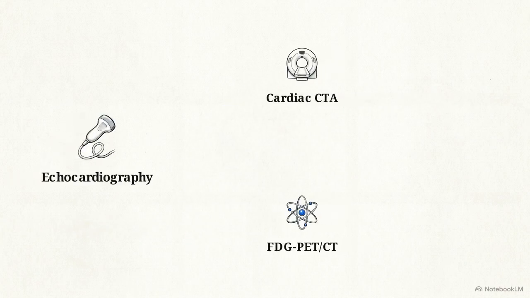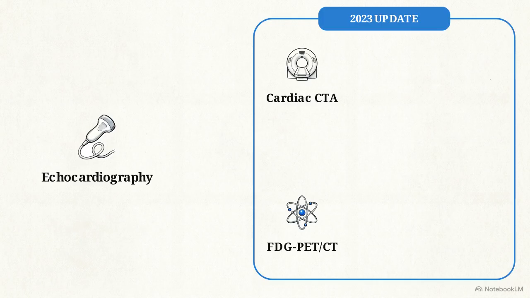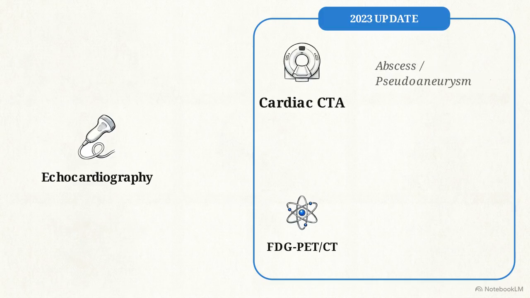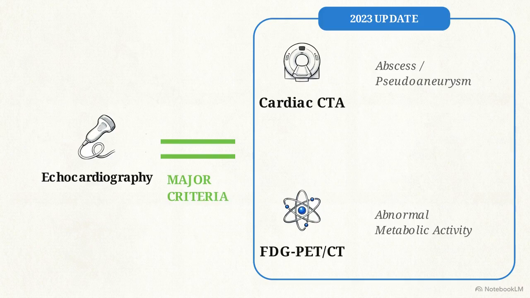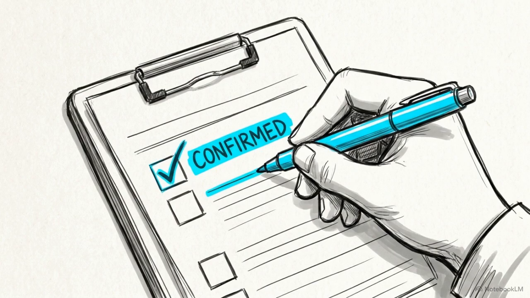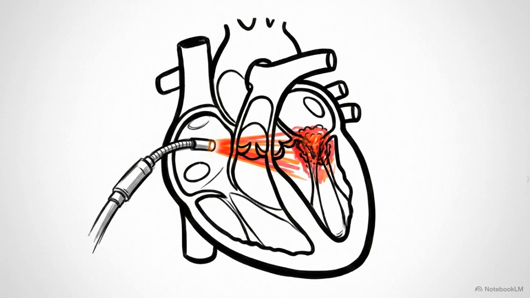This visual grouping reflects how the criteria were recently updated. While the echo remains central, CTA and FDG PET CT scans have been elevated. As of 2023, identifying an abscess or pseudoaneurysm on a CTA or abnormal metabolic activity around a valve on a PET scan carries the exact same diagnostic weight as an echo. Major criteria represent the highest level of diagnostic certainty. They provide direct evidence of an active, seated infection inside the cardiac structure.